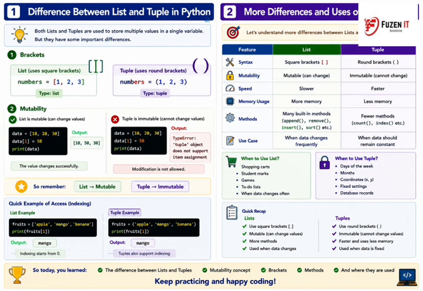And the second difference is mutability. Lists are mutable, which means values can be changed. Tuples are immutable, which means values cannot change after creation.